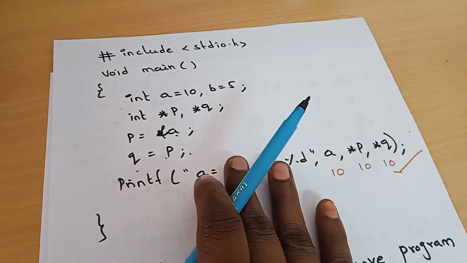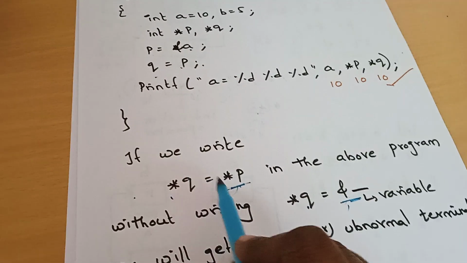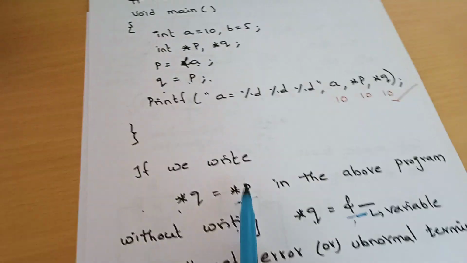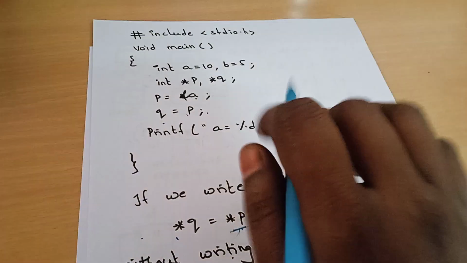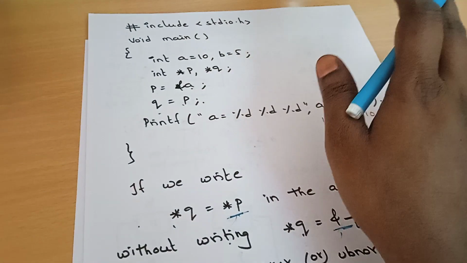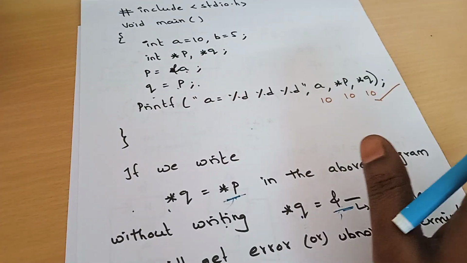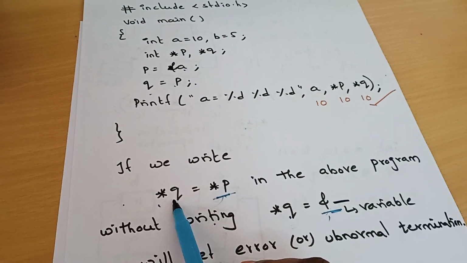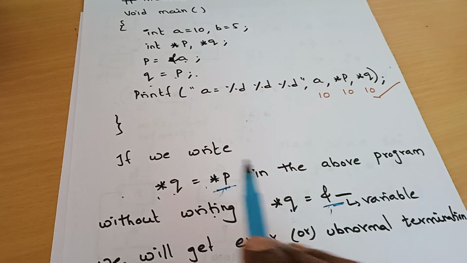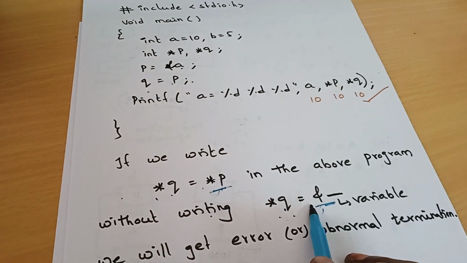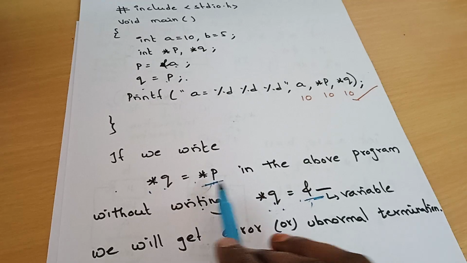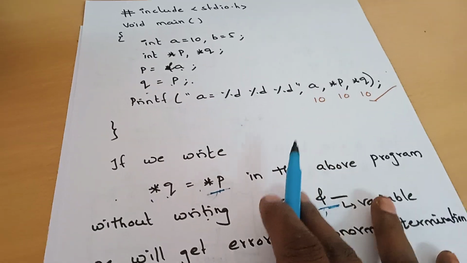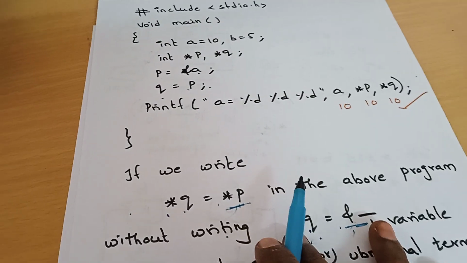But for which code can't you see the output? If you put star q is equal to star p without writing the assignment statement in the above program, then you cannot execute this program. For this code you will surely get an output of 10, 10, 10. But if you write star q is equal to star p without writing q is equal to ampersand of a variable, then your program will not get executed. In turn, it will throw an error or else abnormal termination.